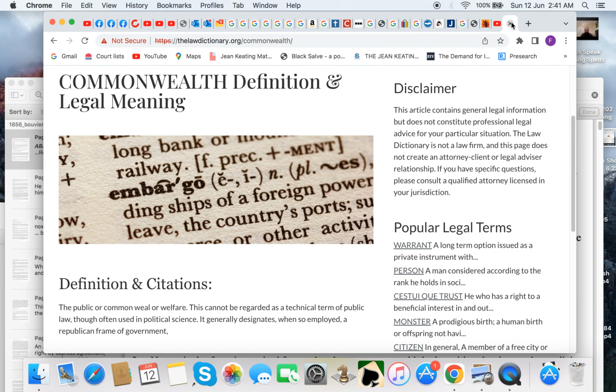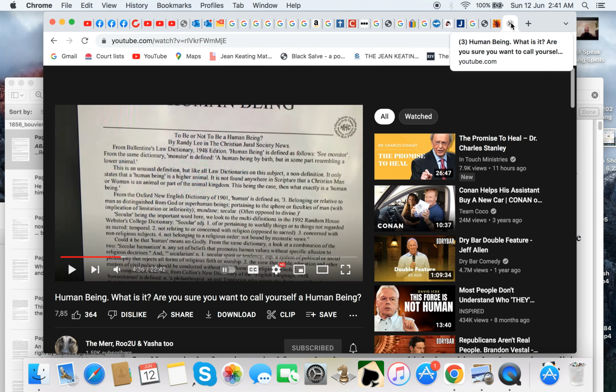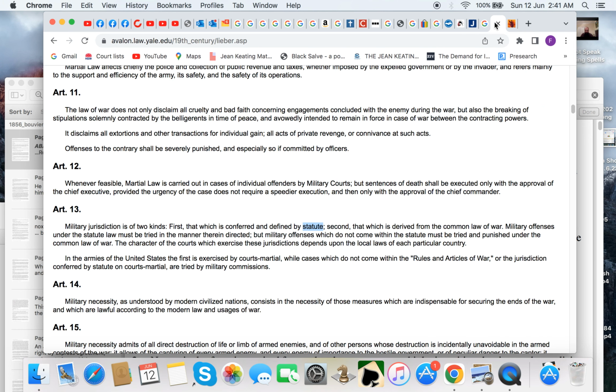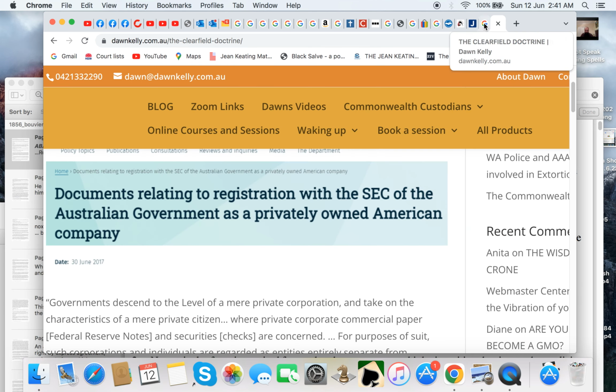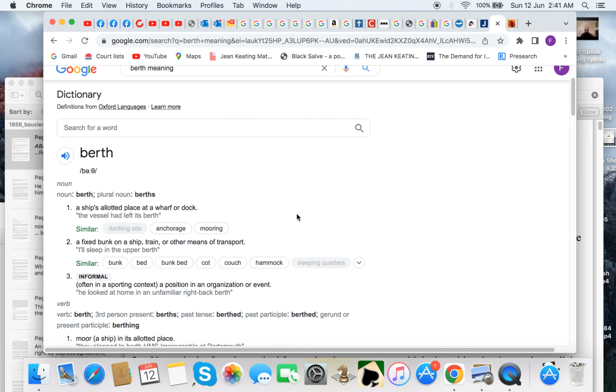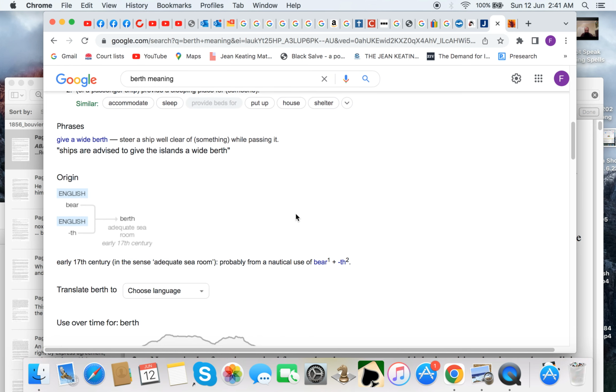So I've done that. We've done Commonwealth, and we've done Ballantyne's Law, right? So human being is a monster incapable of inheriting property. Now, this is the problem. I've covered the Avalon Project. So statute is military law, and common law is military law. Birth, meaning? What's it saying in Google? Bear. It doesn't even go back to past English, the word birth.